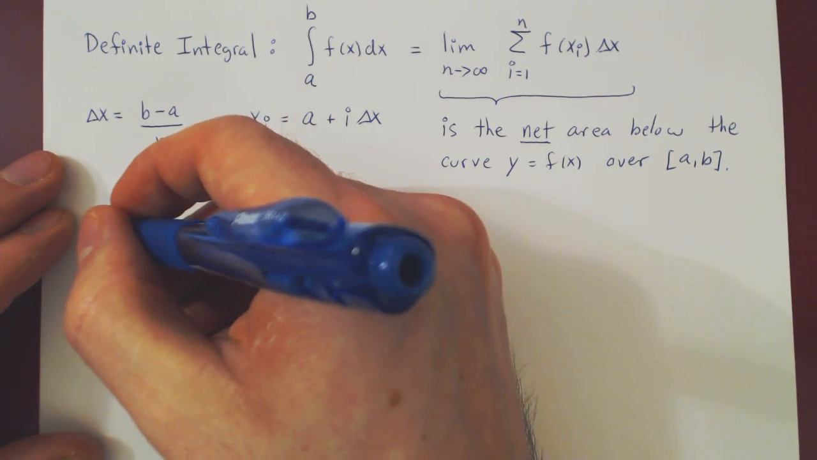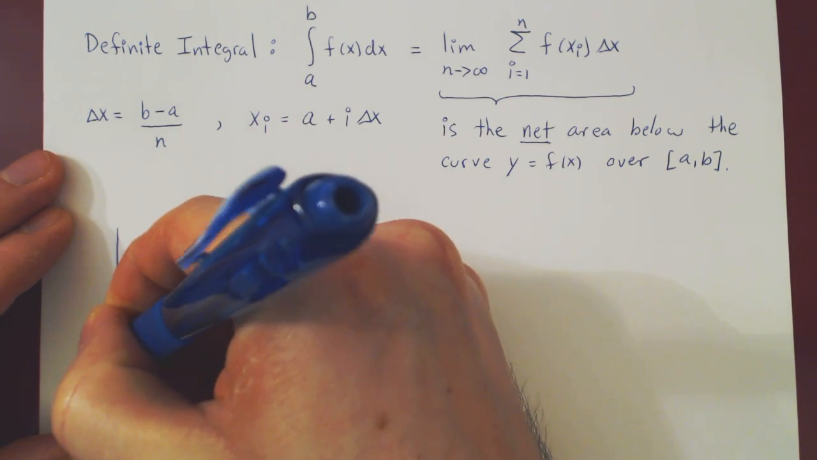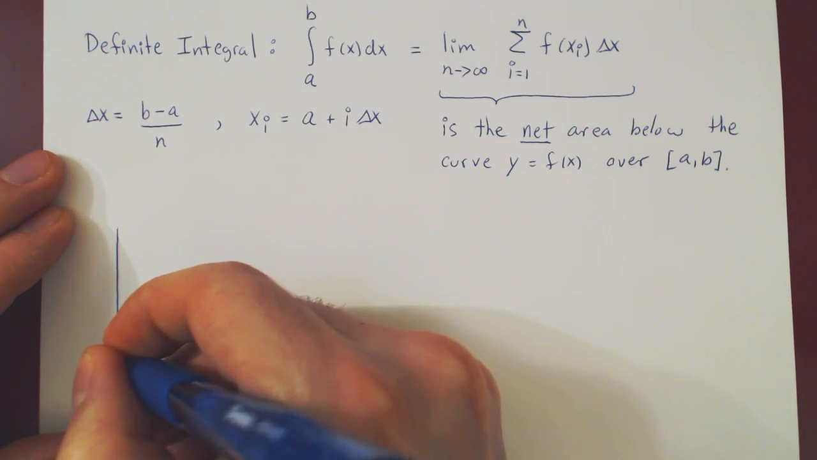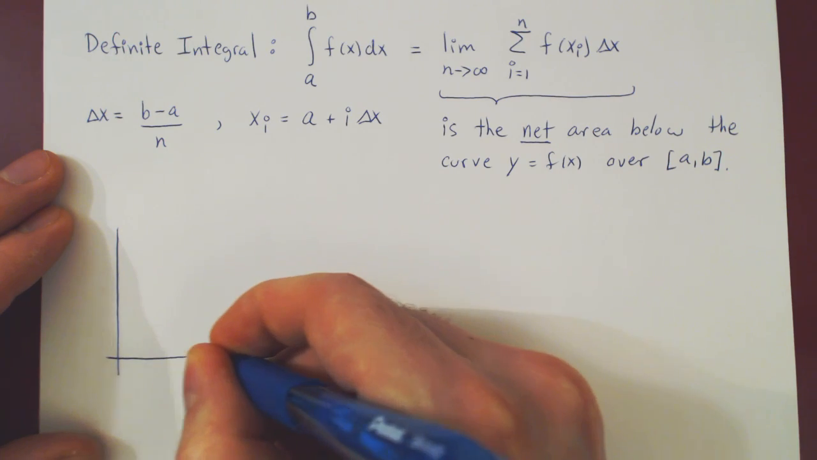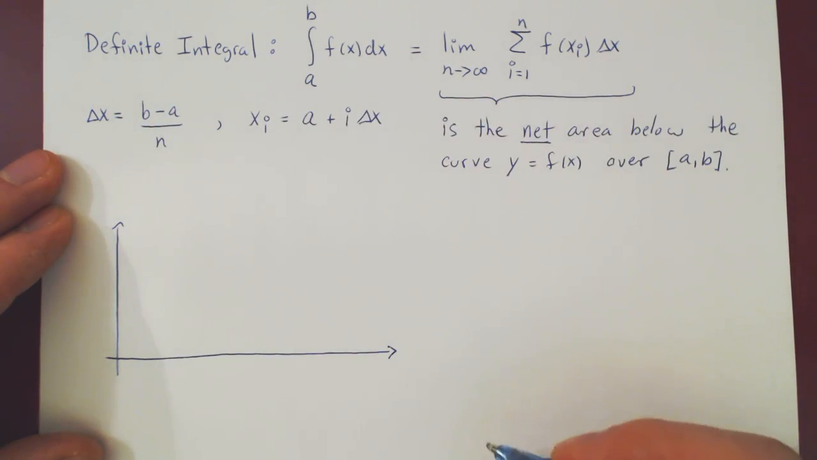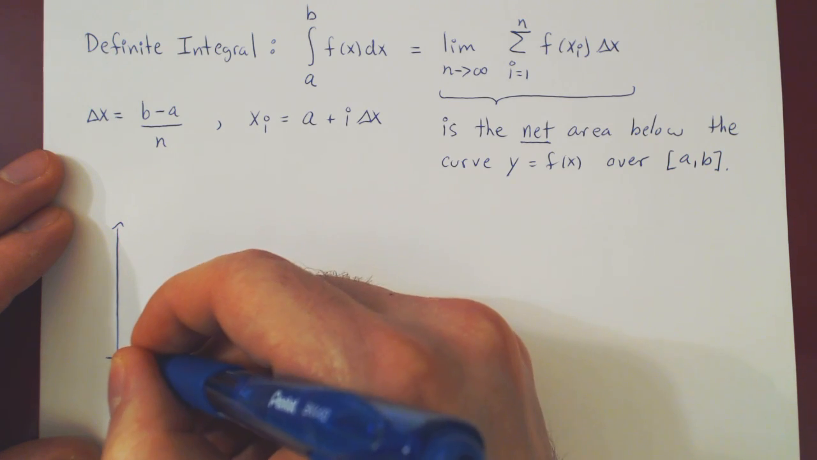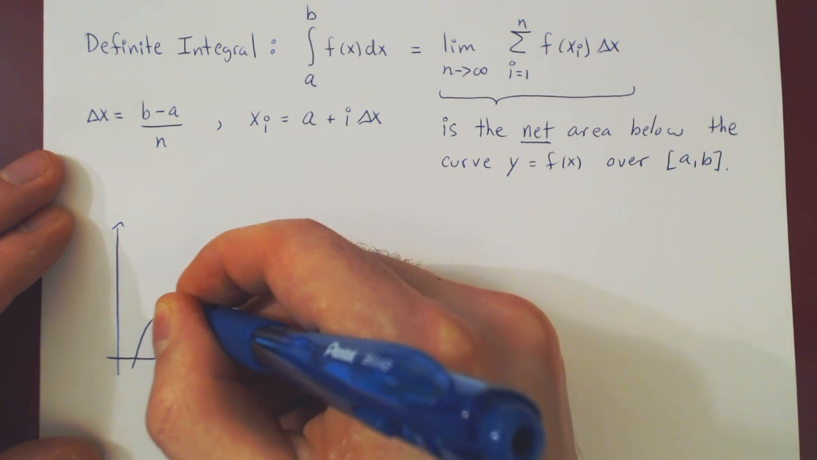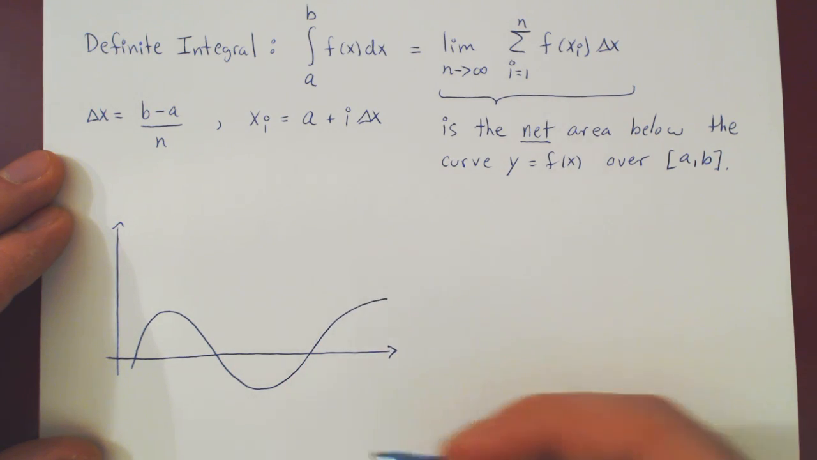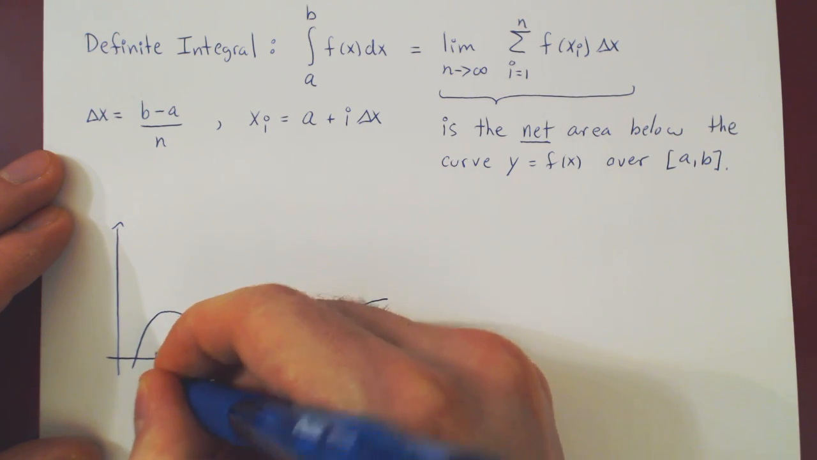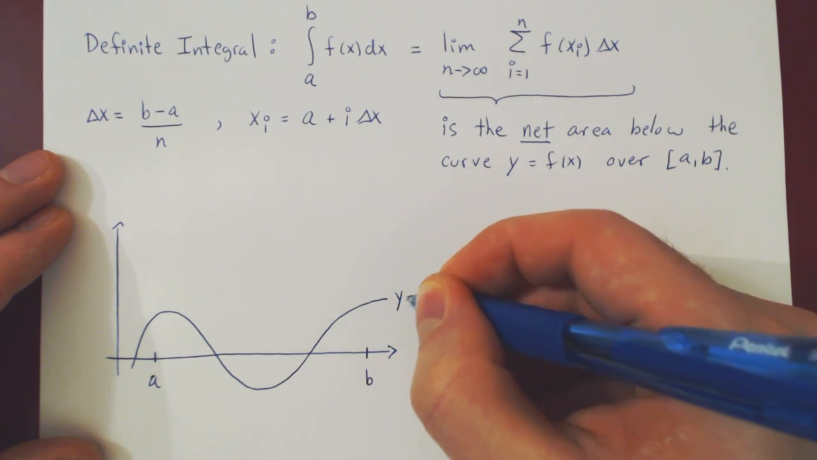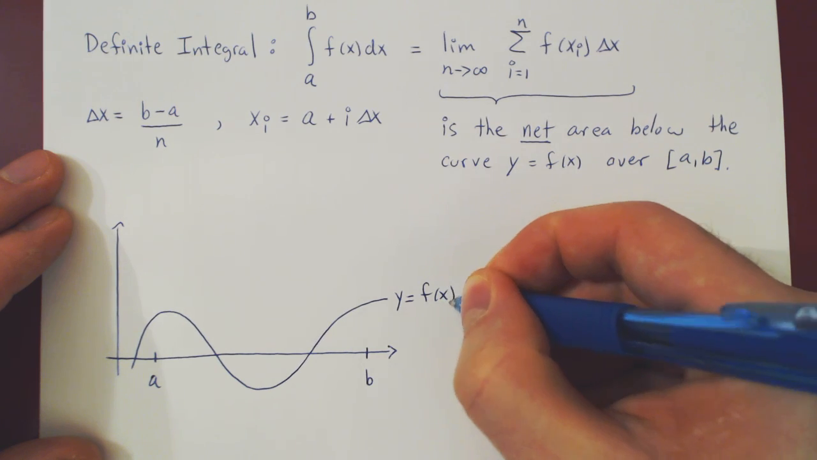So suppose that we have the following graph for f of x. Assuming a and b are positive, it doesn't matter, this is only for argument's sake. Suppose the curve looks something like this. Suppose this is a, and this is b, and this is of course y equals f of x.